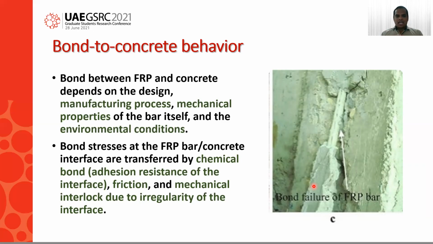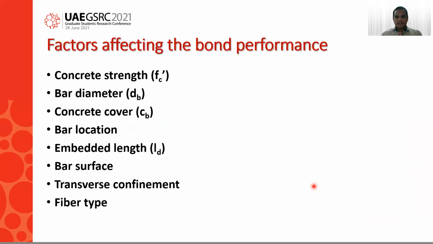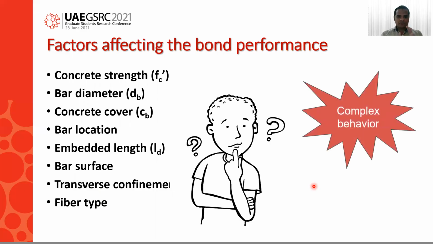It purely depends on the chemical bond and friction of the bar surface and the irregularity of the bar surface, such as ribbed, sand coated, or plain bars. The bond performance is affected by the many factors listed in these slides. Especially the concrete strength, bar diameter, and embedded length are the most severe affecting factors. Therefore, studying bond performance is a very complex behavior, and we have to select a suitable approach.